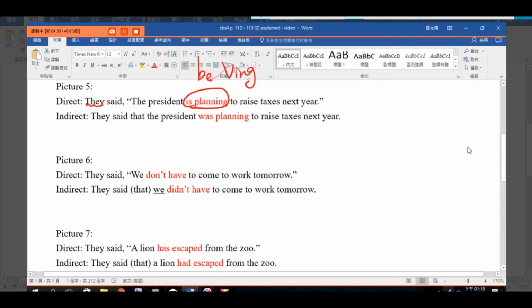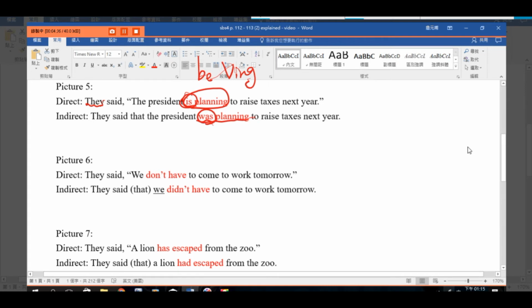Now again, we have to change the sentence. If we are going to rewrite the sentence into its indirect form, we have to change the tense of the sentence: present continuous tense to past continuous tense. And who says the indirect speech sentence? It's the two people beside them, an old man and an old lady. Beside them, they repeated what the protesters had said. So it's an indirect speech sentence. They said that the president was planning to raise taxes next year. So from present continuous tense to past continuous tense.